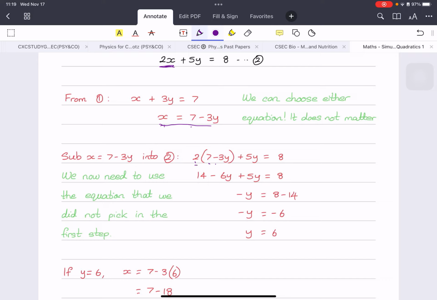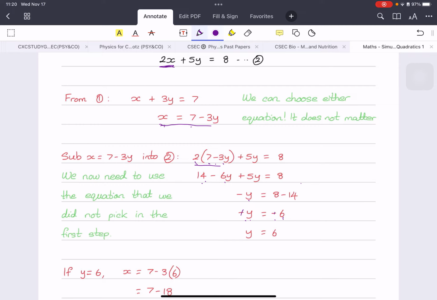So I expand my brackets. 2 multiplied by 7 is 14. 2 multiplied by minus 3y is minus 6y. Now I can add these two y's together. Minus 6y plus 5y equals minus y. Okay? Think about that for a second. And then I move the 14 over to the right hand side. Plus 14 becomes minus 14. So I get minus y equals minus 6, and I can just take out my minus signs.